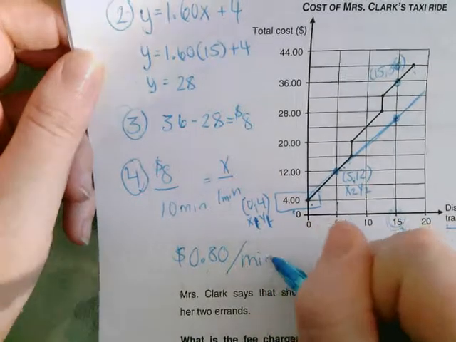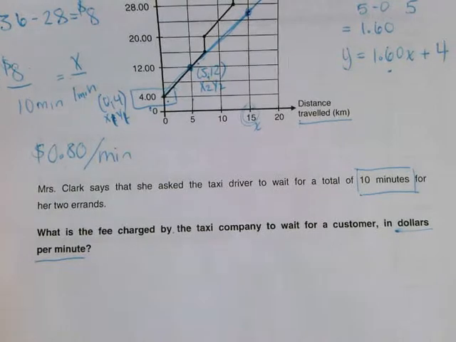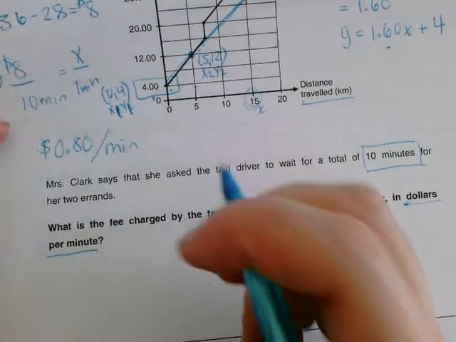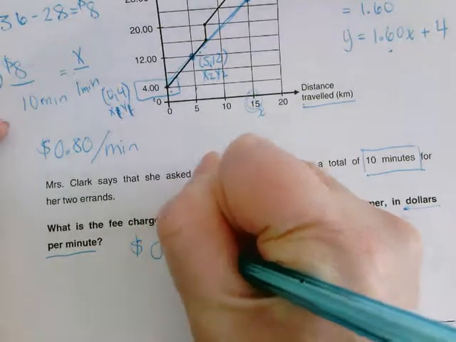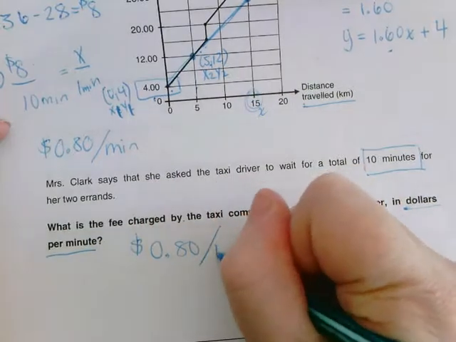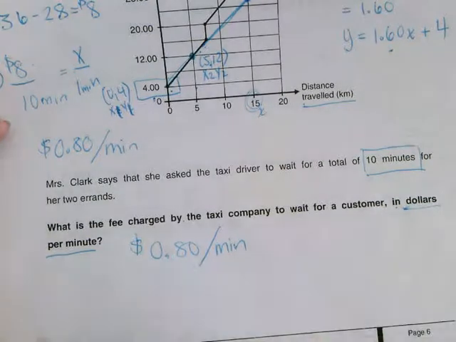Okay, so this is really a lot of work, I find, for a short answer question. But you would have to copy this onto your answer paper. So it's 80 cents per minute. And you cannot write it as cents because it specifically says to write it in dollars per minute.